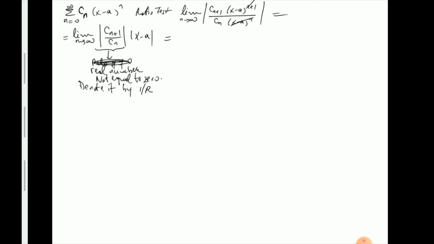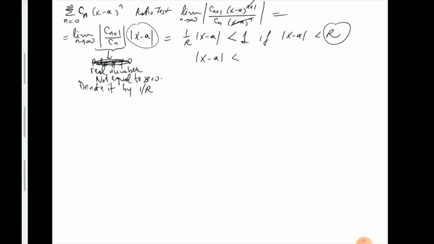If that's the case, then the entire limit, because remember, you compute the limit as n goes to infinity, will be 1 over r times the absolute value of x minus a. And this will, of course, be less than 1 if the absolute value of x minus a is less than r. So in other words, that r, which comes from this multiplication by the absolute value, is in fact the limit as n goes to infinity of Cn over Cn plus 1. So you could compute the radius of convergence directly by computing that limit.